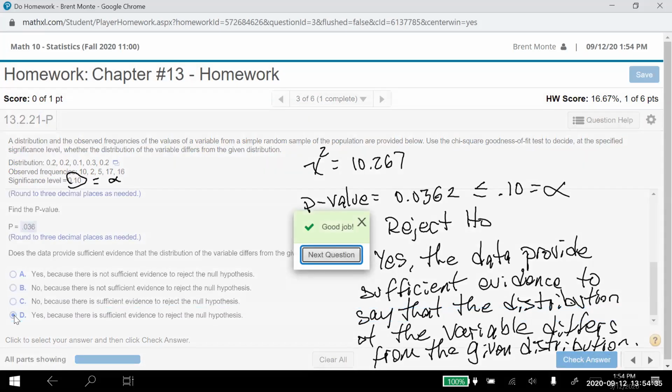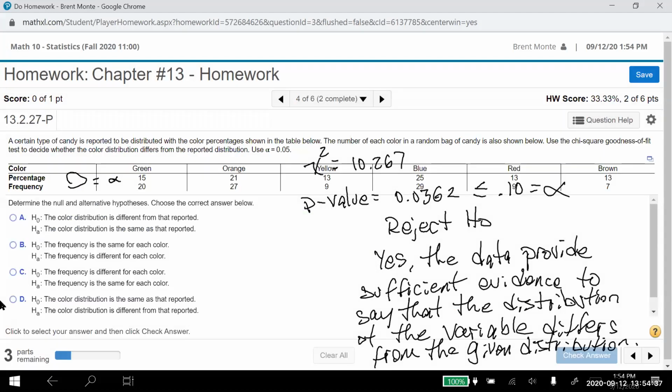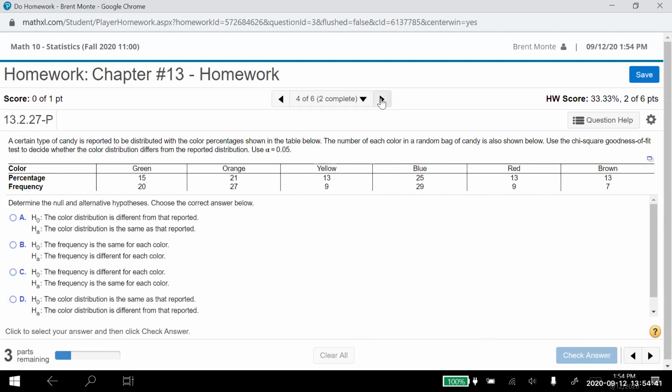All right, and so that was it. So that was number 3. Number 4, notice, is going to be very similar. Let's jump to number 5 as another example.